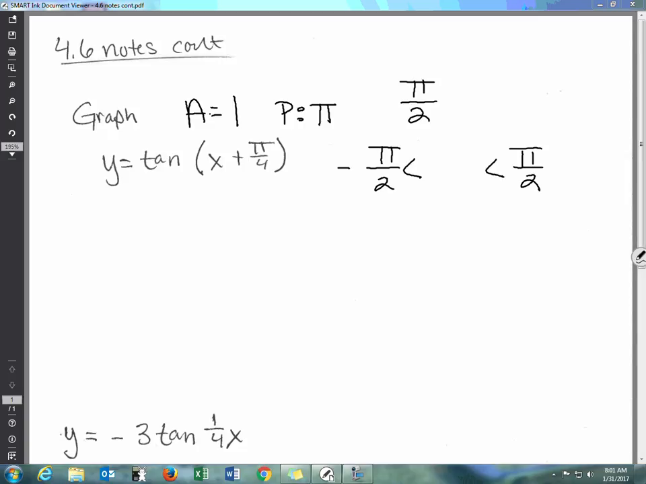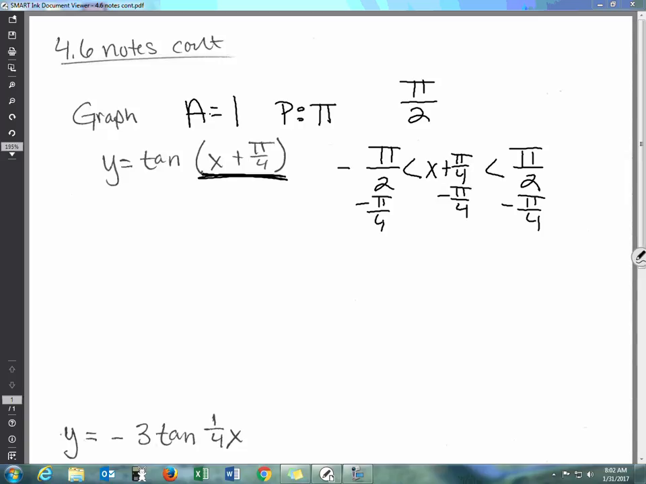Now, just like in the prior video, we took our b value with our x and put it in between the compound inequality. We're going to do the same thing, only this time, instead of just bx, it's going to be the number with the x plus or minus whatever phase shift we got. So we have x plus pi over 4. I put that whole thing in the middle of the compound inequality, and I solve it just like I did yesterday. To solve for x, I've got to subtract pi over 4 from all three parts.